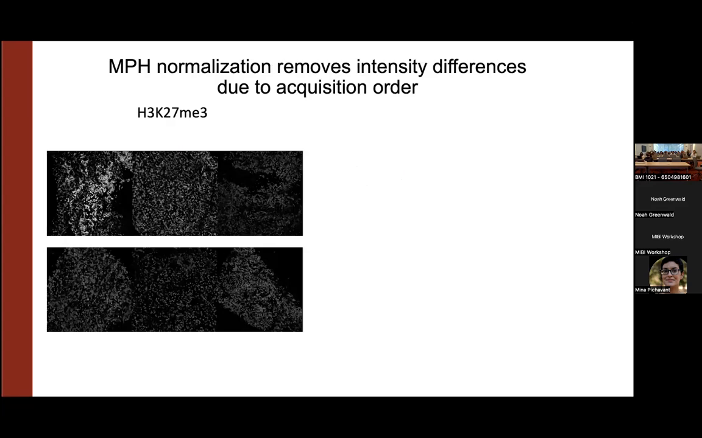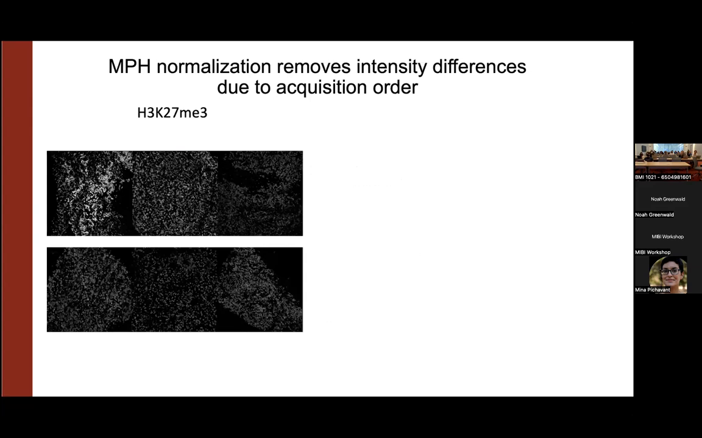Okay, so here is an example of this in practice. I'm showing on the left here H3K27me3, which is a histone mark. The top row is the first 3 images in the run, and the bottom row is the last 3 images in the run. This is a marker that has biological variation in it. It's not just total histone. We expect differences in methylation.